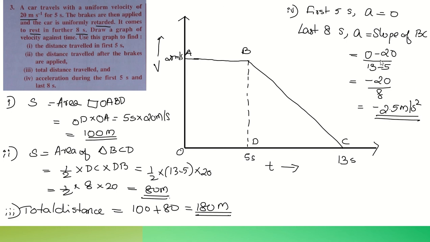Observe how I have taken the value for the slope. Always we have to take the final minus initial. Okay, so acceleration is coming as a negative value. That shows that it is a retarded motion. So it's very clear that this velocity is decreasing. It comes to rest, right?